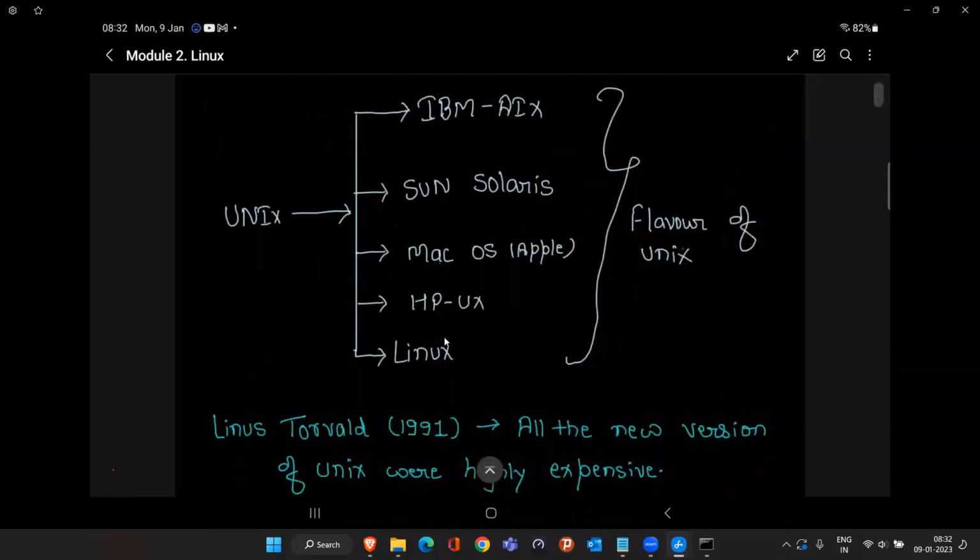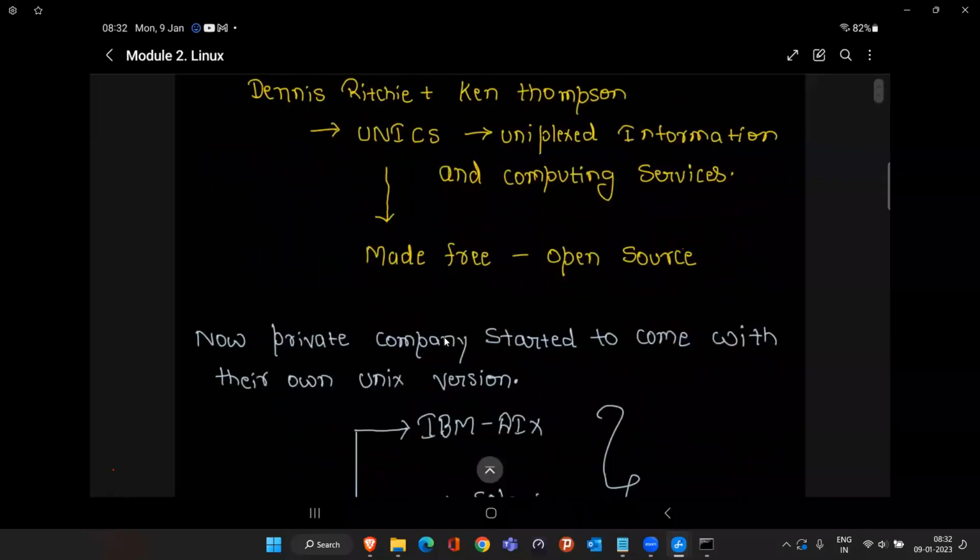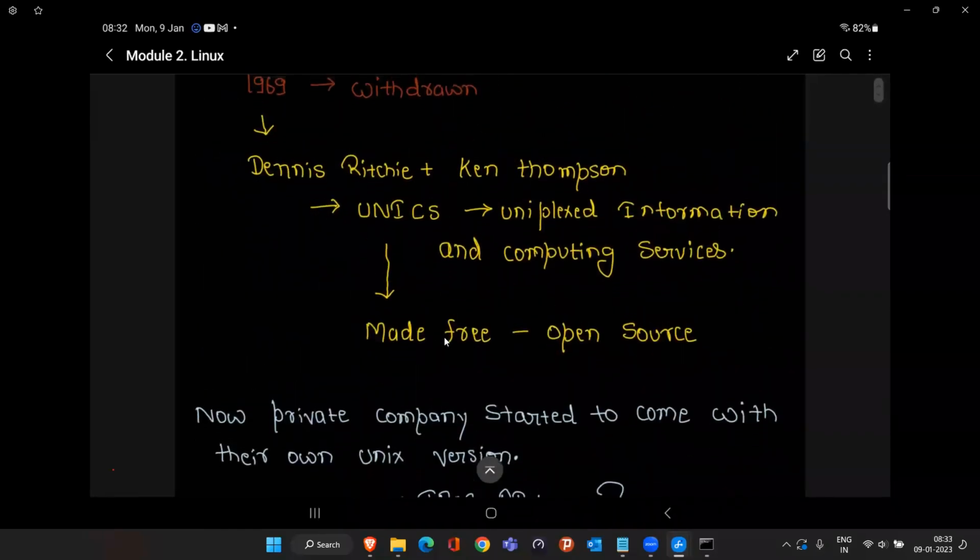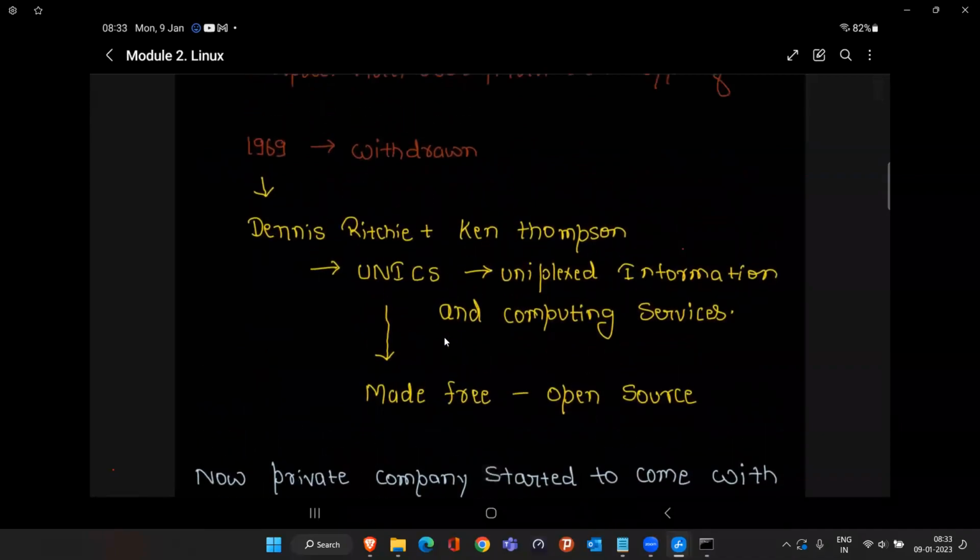But which team was working on that project? There were two members with the names Dennis Ritchie and Ken Thompson. They still continued on that project from their side, because they thought that if we work for the next 1 or 2 years, we can achieve this. So even if the company is shutting down, we'll still be working on the project. And these two guys started to work on their own.